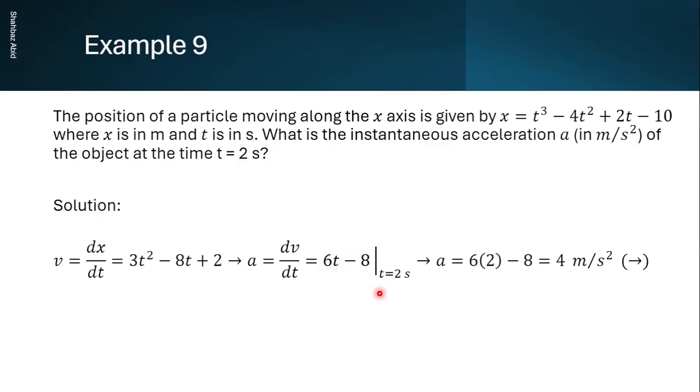So if I substitute t equals 2 seconds in this, I'm going to get the acceleration equal to 4 meters per second square, and it's a positive value, which means I'm speeding up in this location, and the acceleration is going to be in the positive x direction.